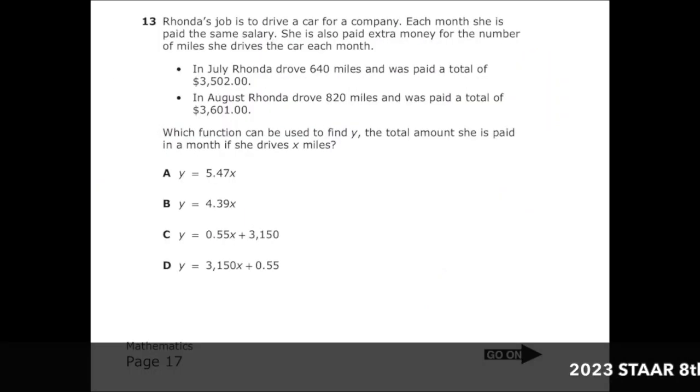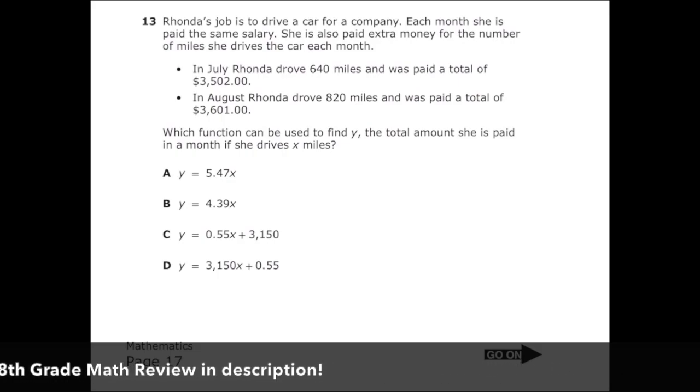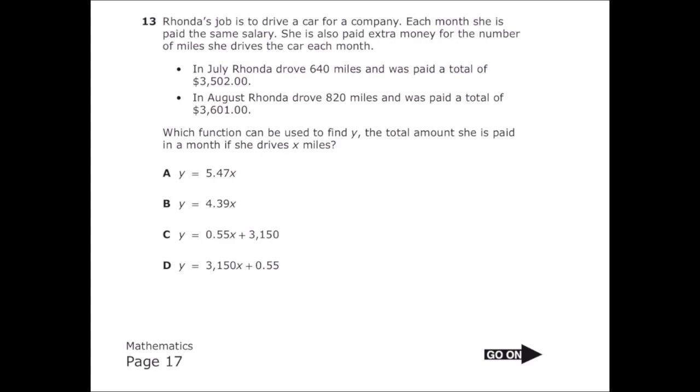This is number 13 from the 2022 8th grade math STAAR test. Rhonda's job is to drive a car for a company. Each month, she is paid the same salary. She is also paid extra money for the number of miles she drives the car each month. In July, Rhonda drove 640 miles and was paid a total of $3,502. In August, Rhonda drove 820 miles and was paid a total of $3,601.